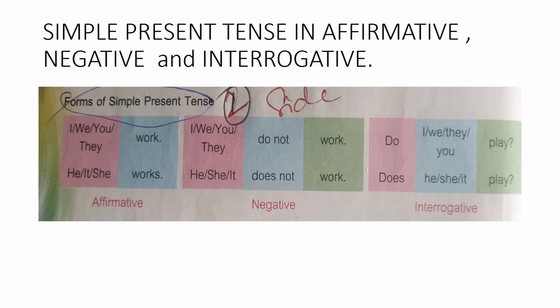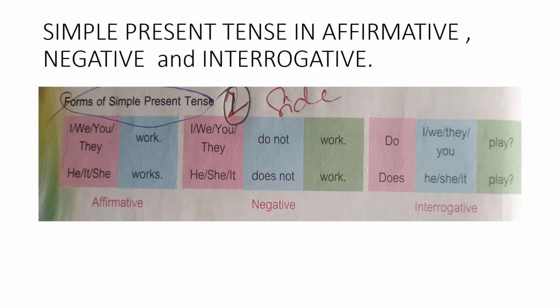With the help of the given table, let's make sentences in simple present tense, in the affirmative, negative, interrogative. Always remember, students, if the subject is singular, the verb must be singular. If the subject is plural, the verb must be plural. The verb and the subject should agree.